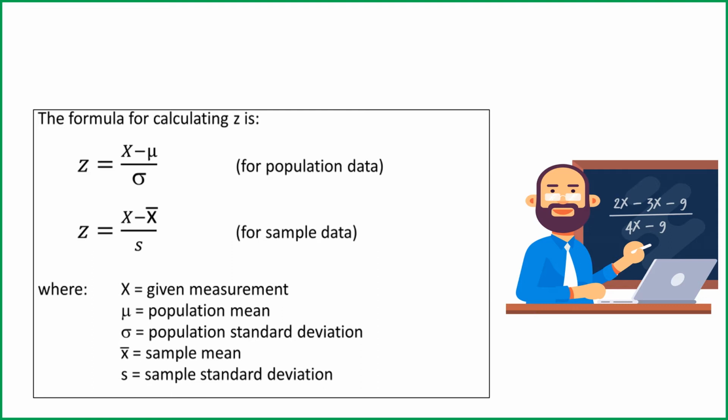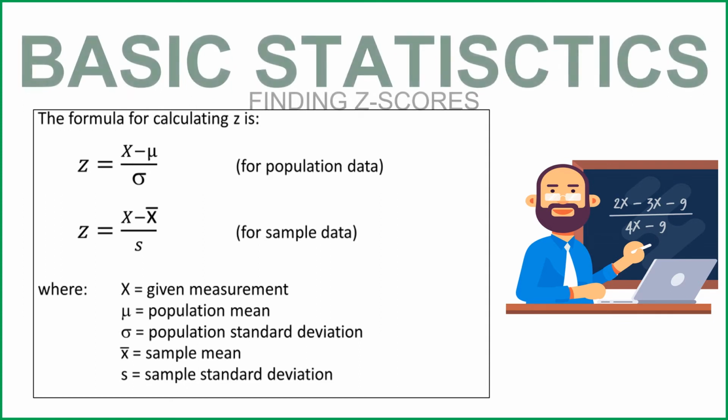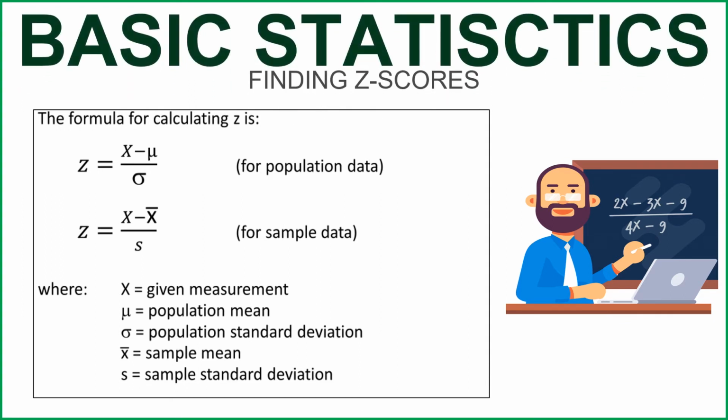Now, let us proceed to our next lesson, which is finding z-scores. Kung kanina, inahanap natin is yung area, yung population notation. This time, yung z-scores naman yung hinahanap. Kanina, given yung z-scores. Ngayon, yung hahanapin naman natin is yung z-scores.